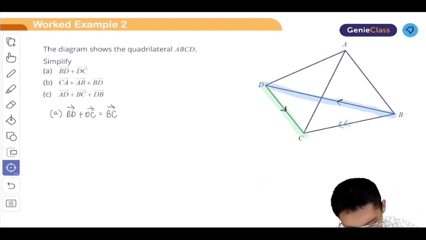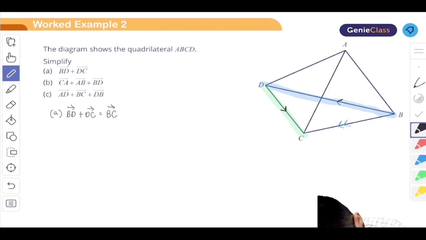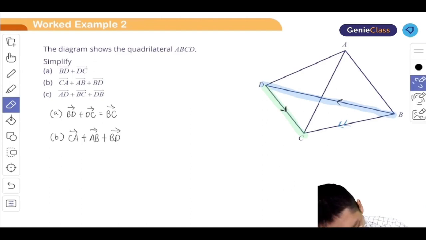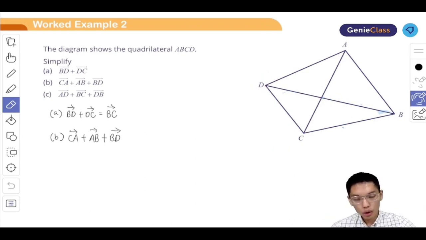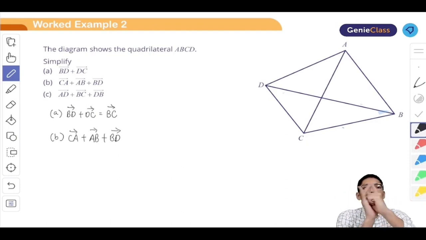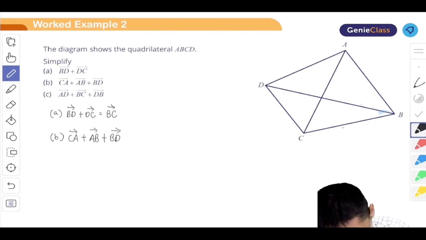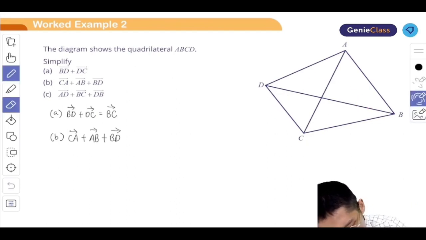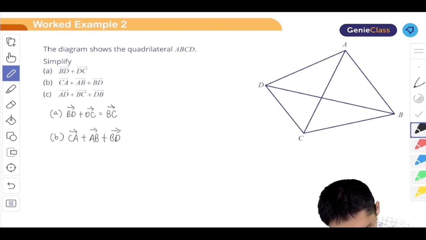Alright, now what happens is, suppose let's say we have 3 vectors. How do I do it? So CA plus AB plus BD. Again, don't panic. If there are 3 vectors, do 2 by 2. It will be easier for you all. So first step, we go from left to right. Always remember, just like when you solve equations, left to right, like BODMAS, left to right, the order. First step, CA plus AB. Okay, now what happens?